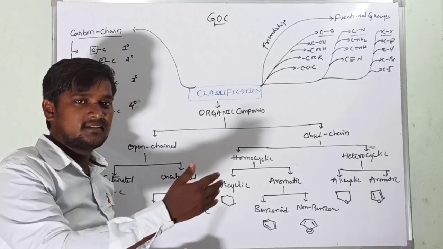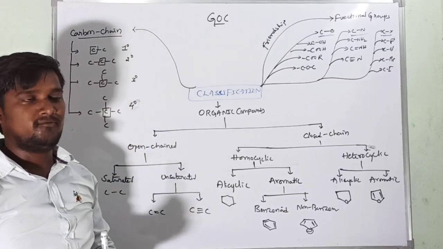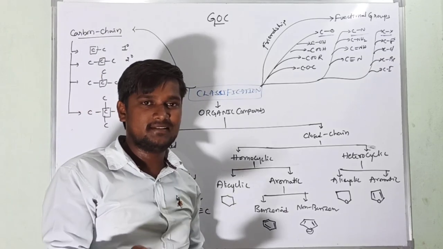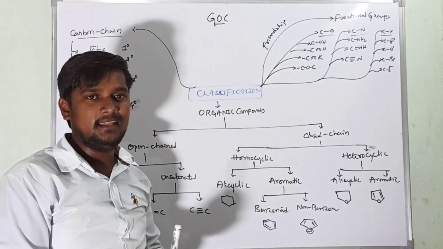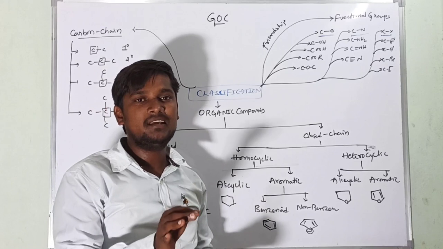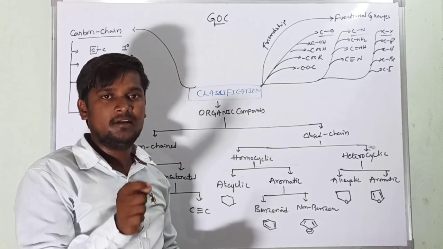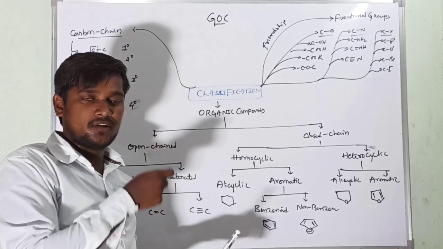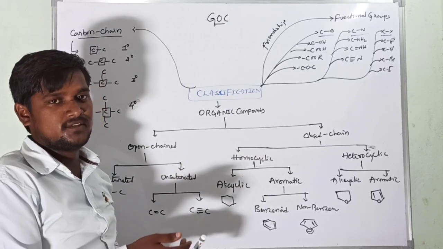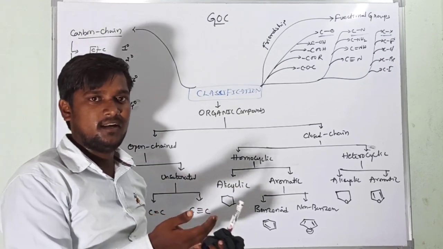Okay, that's all for this video. Here we discussed three types of flowcharts, that is three diagrams. First one is the carbon related theory. Now the second one is GOC. The GOC is the main important one. So the GOC topics are discussed in our series of general organic chemistry.